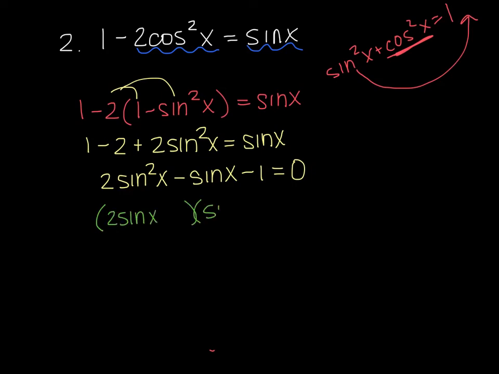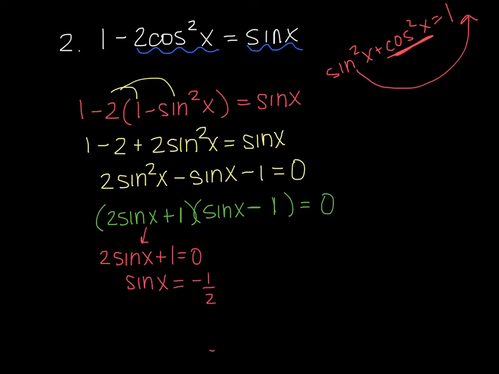with 2 sine x, sine x. So the quantity, and they multiply to be 1, so they've got to be a 1 and a 1. I need my middle term to add up to negative 1, so it'll be negative 2, positive 1. Okay, so now I have my zero product property again. So this one is going to give me 2 sine x plus 1 is 0. So sine of x equals negative a half. I'll figure out where that is. And this one, sine x minus 1 is 0. So sine of x will be 1.